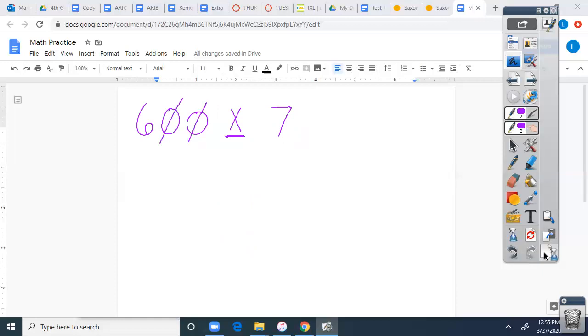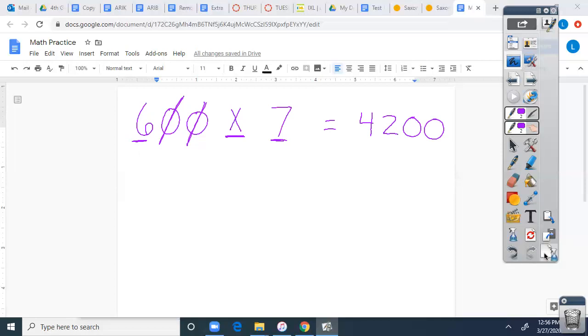If you see a 0, you can just cross it out. You have 1, 2 zeros you crossed out. The reason you can cross those out is because you're going to put them over here in your answer. You know that these 2 zeros are going to be part of your answer. And then you don't have to do 600 times 7. All you have to do is 6 times 7. 6 times 7 is what? Hopefully you said 42. So your answer is 4,200.